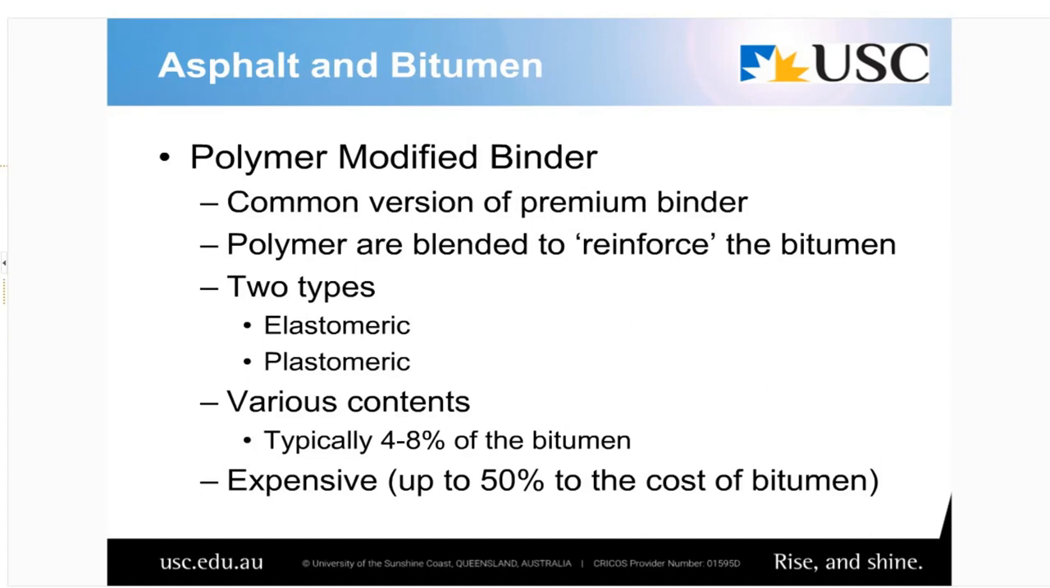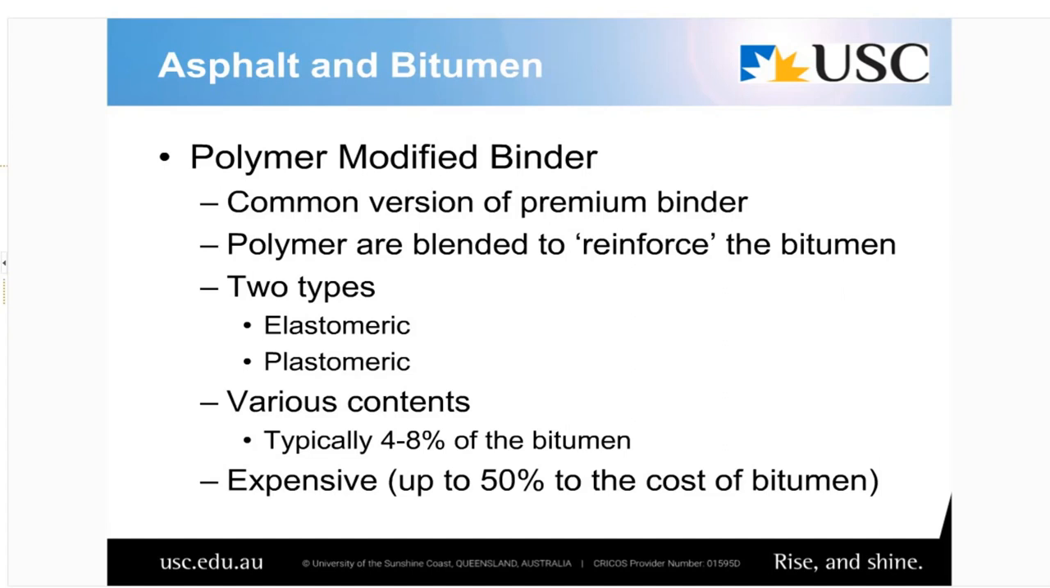30 years ago, binder in asphalt was straight bitumen. Now, almost all the time, certainly in the airport environment, we're adding polymers or some other kind of additives to increase the properties and the performance of the asphalt by, in a way, reinforcing the bitumen. There are two types of polymers, essentially, elastomeric ones and plastomeric ones.